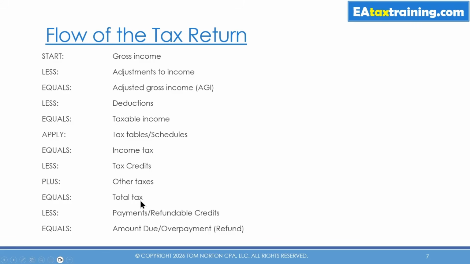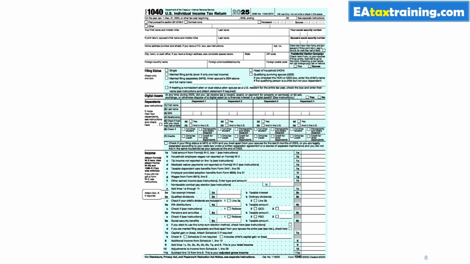Once we have our total tax, we will then subtract our payments. That could be something as simple as the withholding that we have from having a job, or it could be estimated payments that have been made or other types of payments. We will also subtract what are called refundable credits. Those are treated as if they were payments. And finally, that will leave us then with our amount due to the IRS or our overpayment or refund from the IRS. So now let's look at the forms themselves.